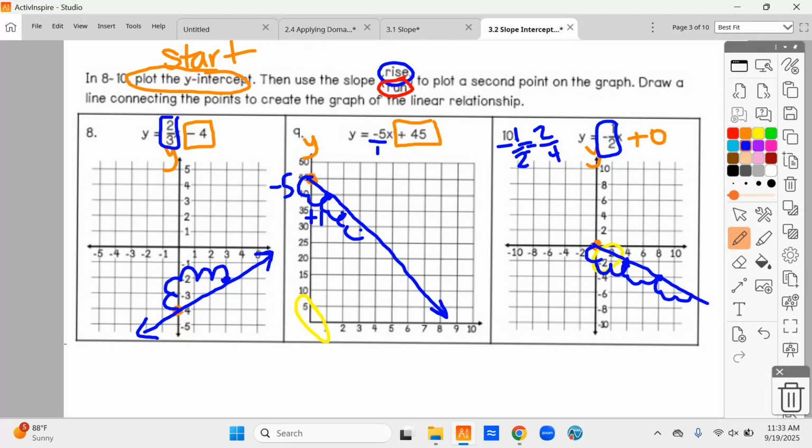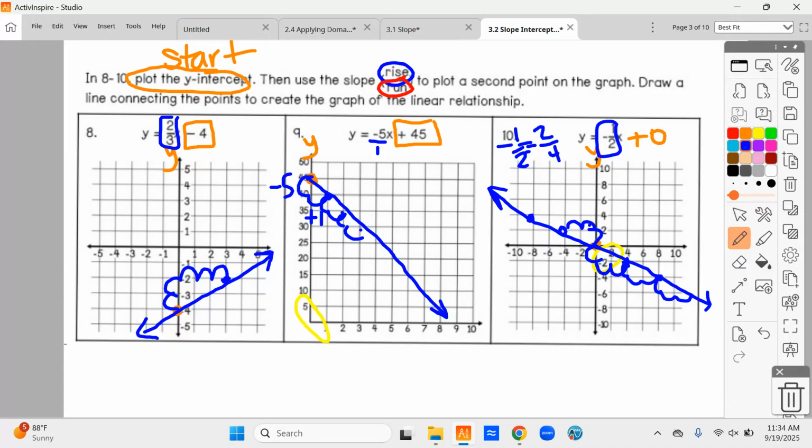Now, just because I'm going down 1 over 2 doesn't mean I can't go in the opposite direction doing the same thing. So I could go up 1, left 2, up 1, left 2 as well. And this graph continues on and on in both directions. So remember that your graph, unless there's a given domain or range, continues in both directions. So you may use the slope to go one way, but you also need to make a straight line that continues across your entire coordinate grid.